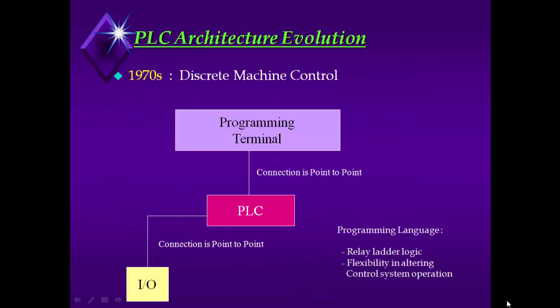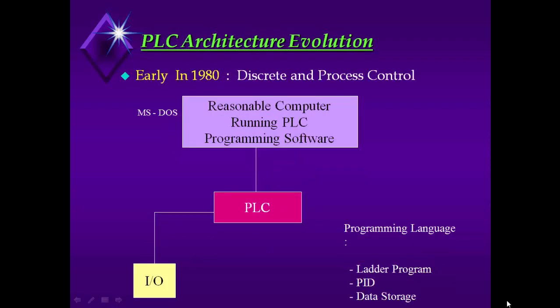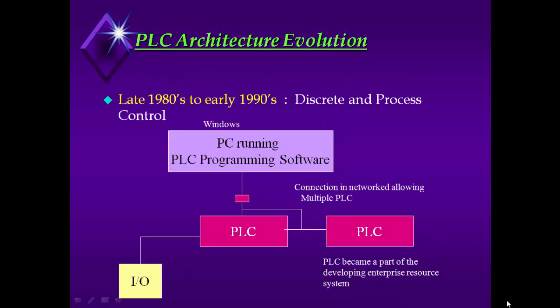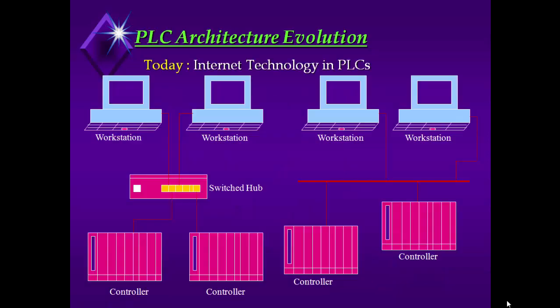In the 17th century, discrete machine controls: we see in the diagram how discrete machine controls work. Early in 1918, discrete and process control. The new thing we have in discrete and process control is that we need a computer to run the PLC software. Late in the 18th up to early 19th century, discrete and process control continue the same way, but we have an operating system, Windows, to make the PC run and allow us to deal with PLC software easier and easier.